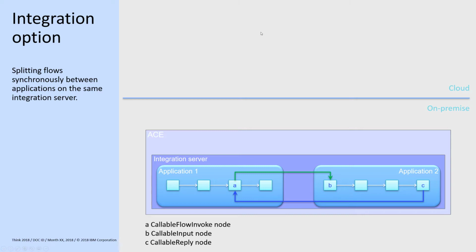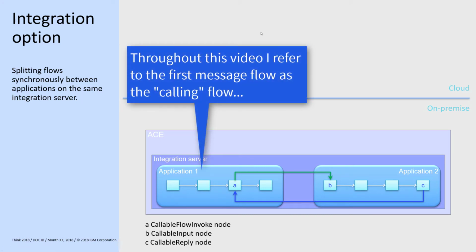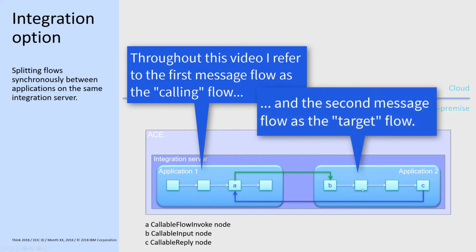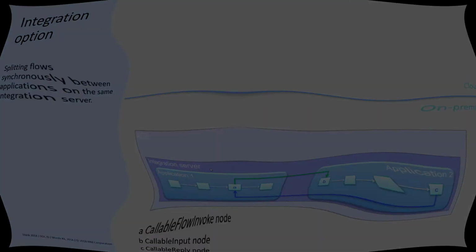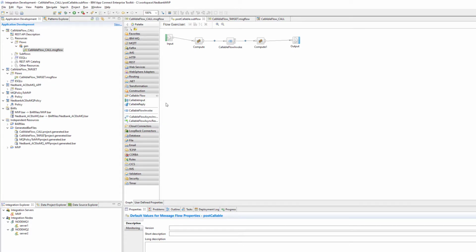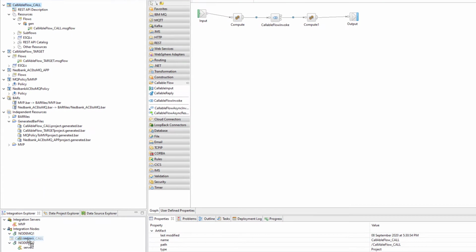In this first scenario, I'm going to deploy both flows, the one with the callable flow invoke node and the target application, in the same integration server. You will see that you don't need any other artifacts to make this work. Here are my 2 message flows, and what I'm first going to do is deploy both of these inside the same integration server.